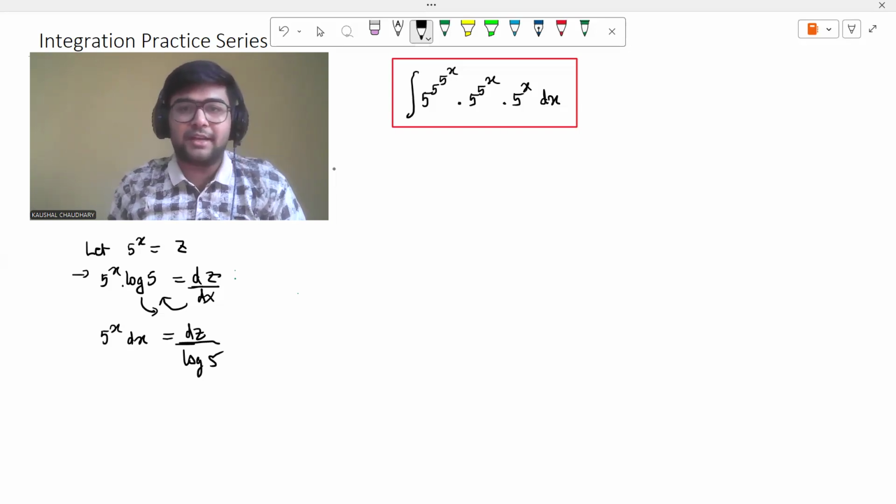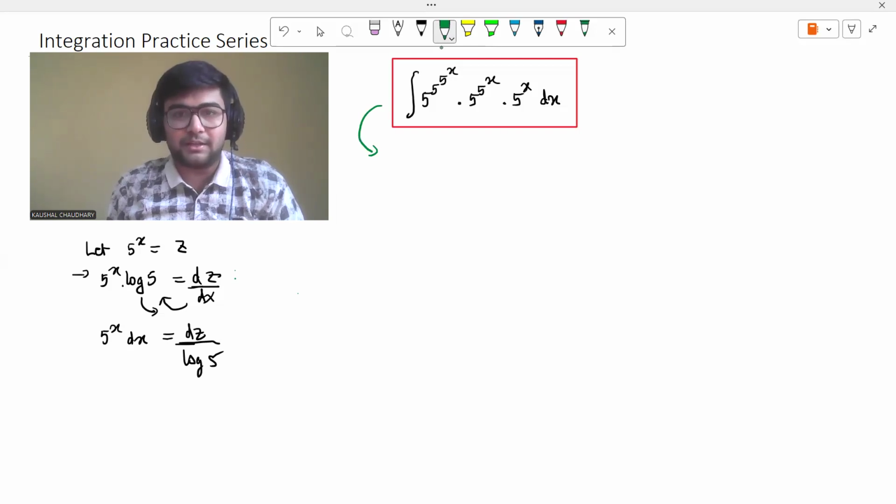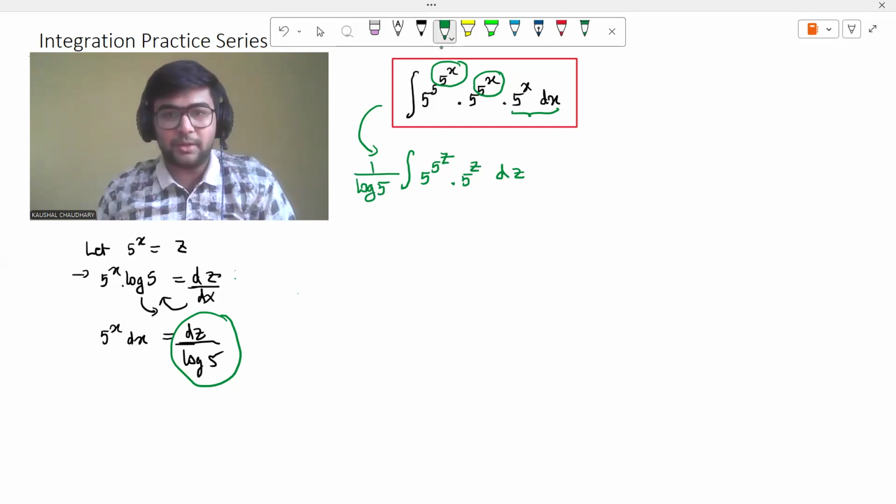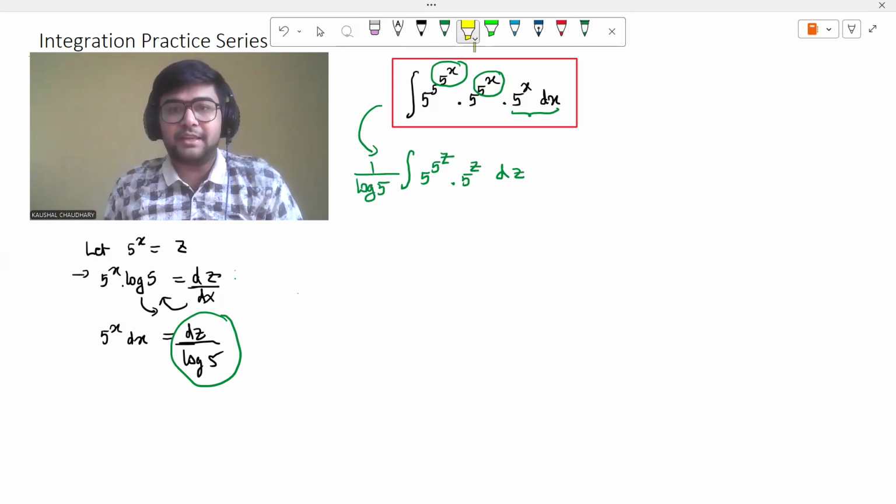Okay. So let us try to transform this integral to our new variable z using substitution method. So integration of 5 to the power 5 to the power, this 5 to the power x becomes z. Again 5 to the power, this 5 to the power x becomes z, and 5 to the power x into dx, that becomes dz upon log 5. So dz I'll take over here, and 1 upon log 5, because that is a constant, I'll be taking outside the integral.